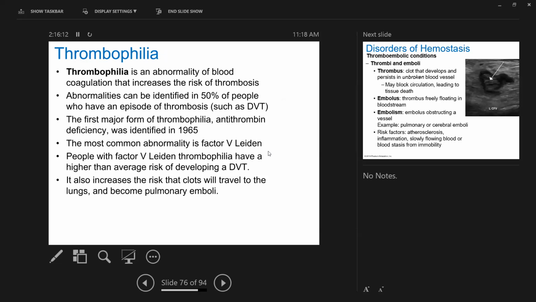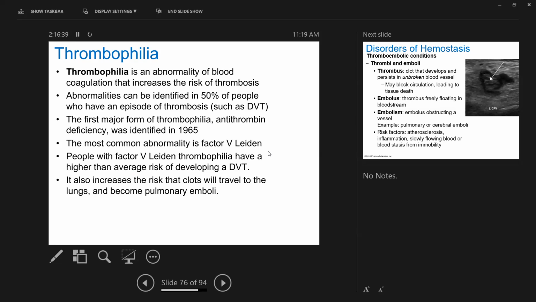Thrombophilia. This is a category of people that have some sort of risk in developing a clot, a thrombosis. A thrombosis is a clot that has formed. It hasn't moved, but it is a clot. And so thrombophilia is this predilection to forming clots in the body.